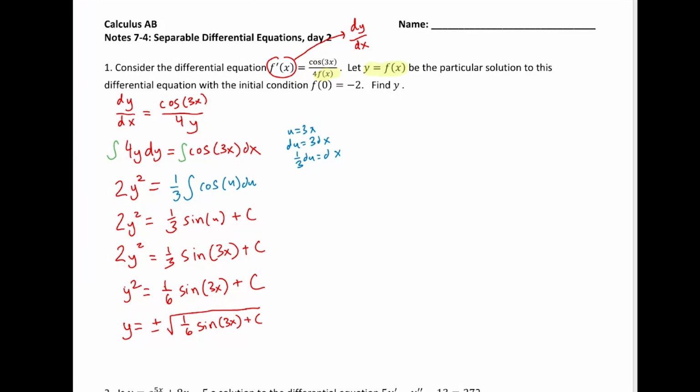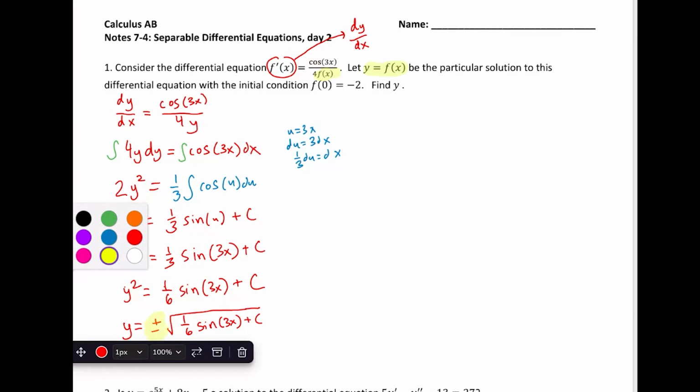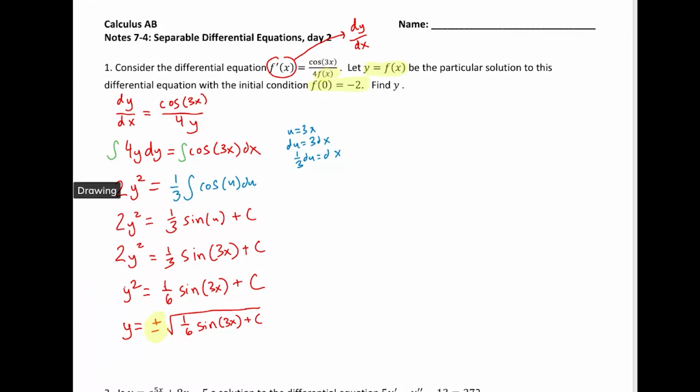We need to find that c. But something else we need to do here is choose whether or not we want the plus or the minus. And the way we make this choice is based on that initial condition. f of 0 is -2, so the output must be negative, meaning we are going to disregard that positive sign. So now let's go ahead and find our c.